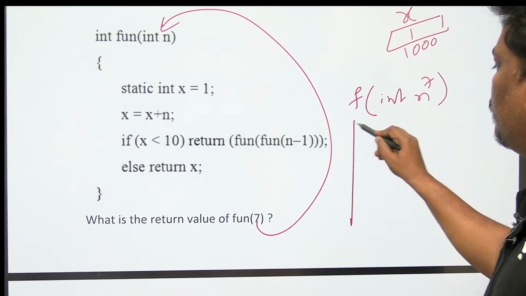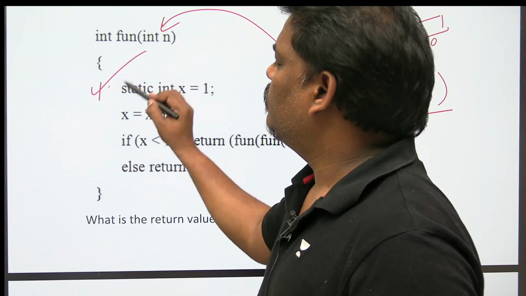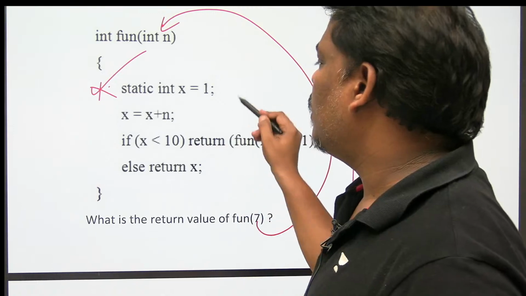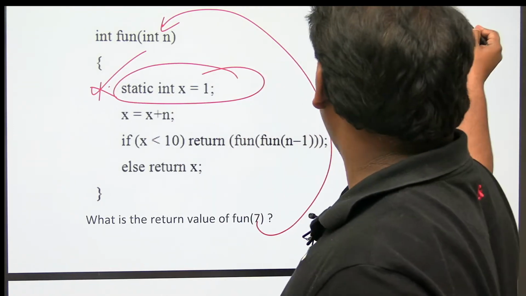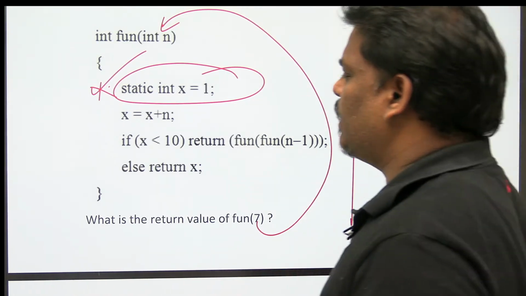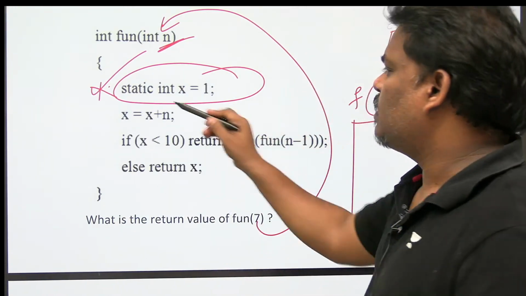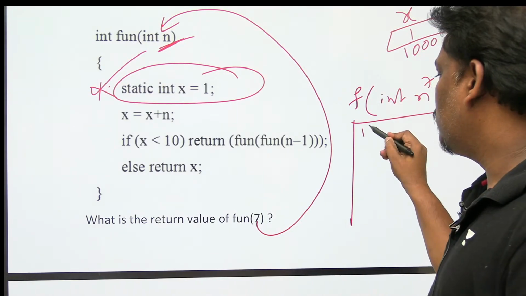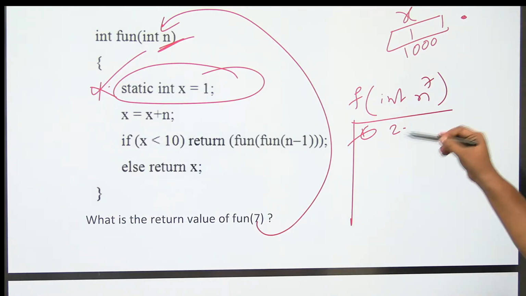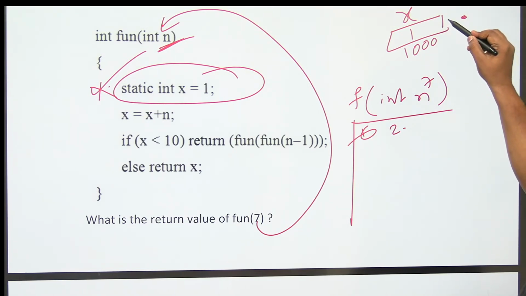Let's go inside and see what it will do. First line, static variable, just leave it. Nothing to do, memory already created. Static means it is a local variable whose memory is created at compile time, but this n is a local variable, careful. Let's start. First line, skip it. See the second line: x is equal to x plus n. n value is 7. x plus n, 7 plus 1, is going to be 8.